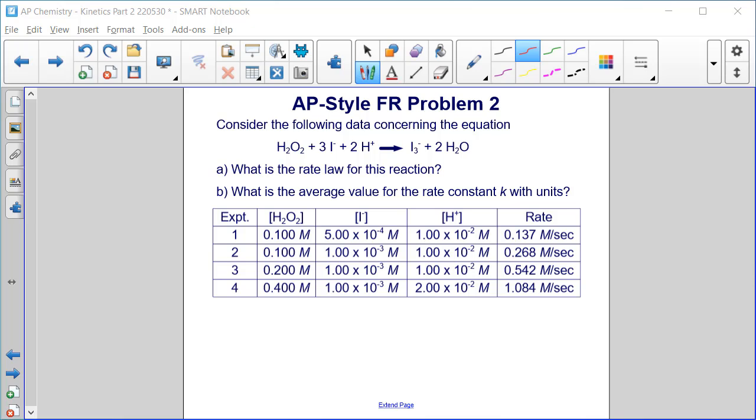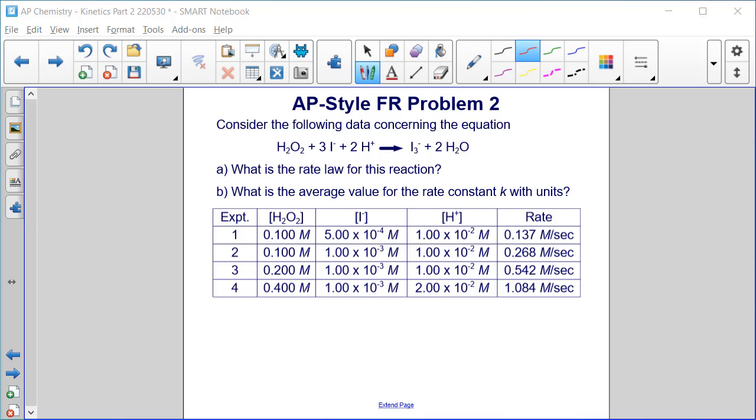AP Style Free Response Problem 2. Consider the following data concerning the equation H2O2 + 3I- + 2H+ produces I3- + 2H2O. A, what is the rate law for this reaction? And B, what is the average value for the rate constant K with units?